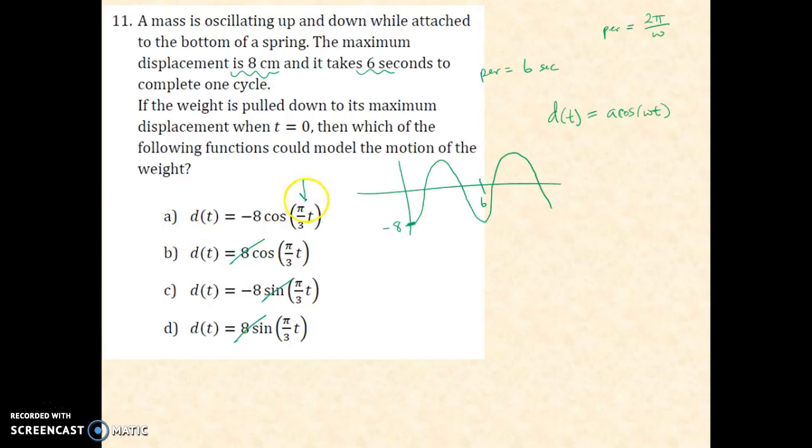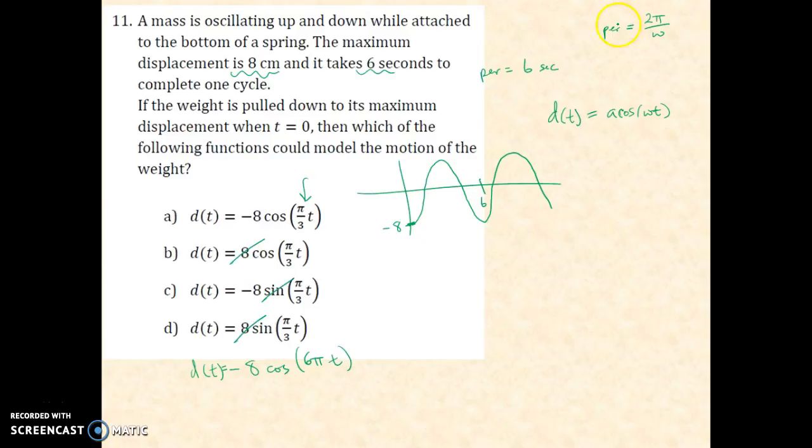But how would we get the pi over 3? What if it wasn't a gimme and we didn't know it was pi over 3? What if we had -8 cosine pi over 3 and we had -8 cosine 6 pi or something like that? And you're trying to figure out which one of these it is.